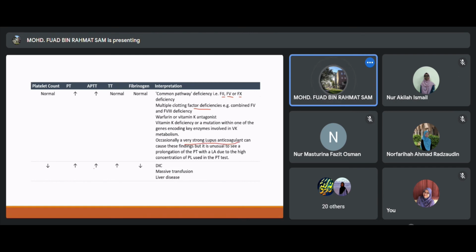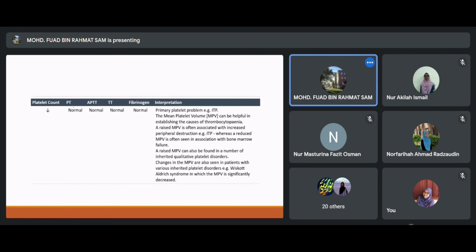And if semuanya haywire, platelet count dia rendah, the PT dia tinggi, the APTT dia tinggi, the TT also prolonged, the fibrinogen is low, and most probably because of DIC, massive transfusion, or the liver. Senang kita nak interpret, ada masalah kepada apa? Masalah pada the production side or to the organ, which is the liver.